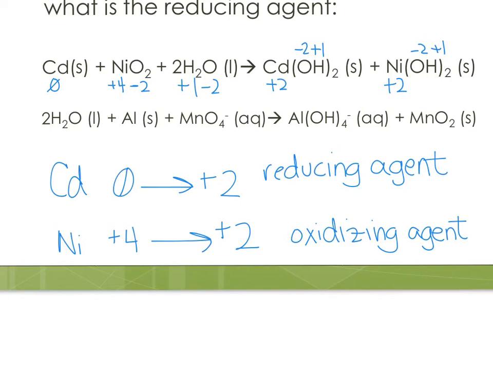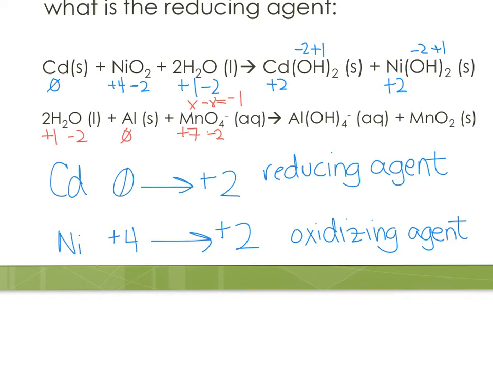What's the charge on my hydrogens, or my state? Plus 1. Plus 1, my oxygen, minus 2, my aluminum, 0. All right, my oxygen here is still minus 2. What's my manganese? Plus 7, thank you. If you look here, this would be minus 8. This is x equal to negative 1. Solve for x. Plus 7.